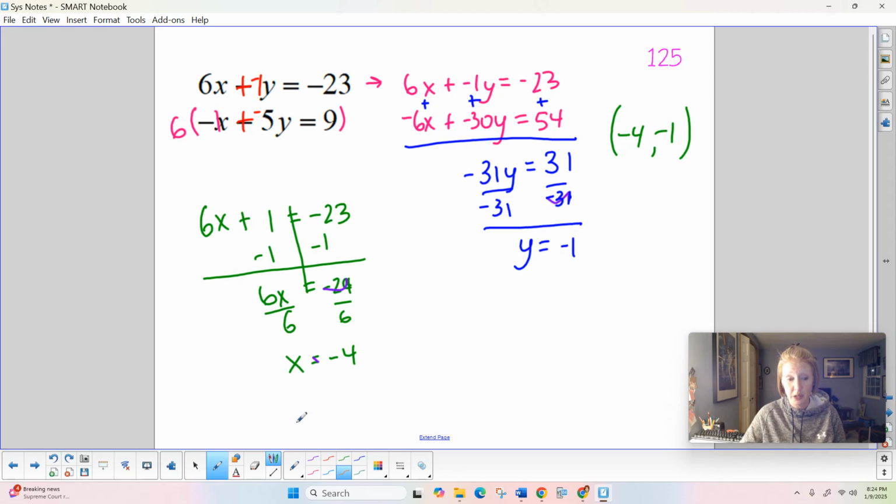I don't need this one anymore for the times 6 whenever I go to plug it back in. So if I check this, a negative 4 is 4 minus, and really it's a keep change, so plus that negative 5 times negative 1 is 5, a little bit easier to see there. 4 plus 5 does equal 9, so I know I have a good answer.